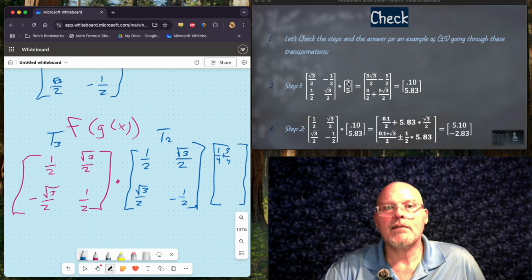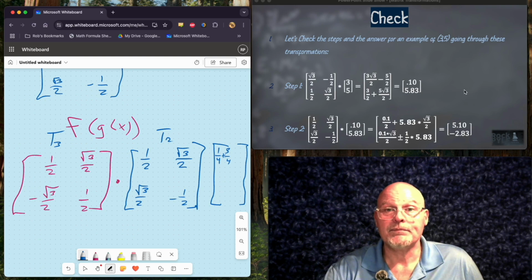And so this is going to be this term times 3 and this term times 5. So the top will be 3 times root 3 over 2 plus negative 1/2 times 5, or minus 5 over 2. That comes out to about 0.10. And then this one is 1/2 times 3 plus root 3 over 2 times 5. That comes out to 5.83.